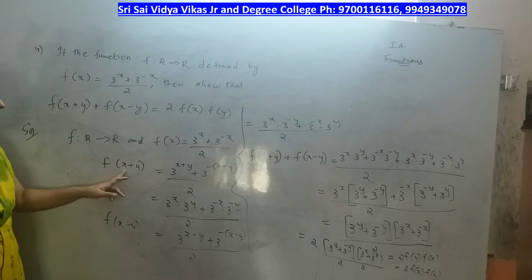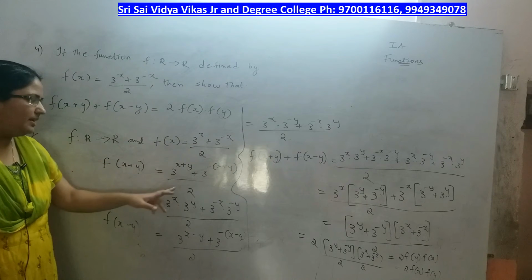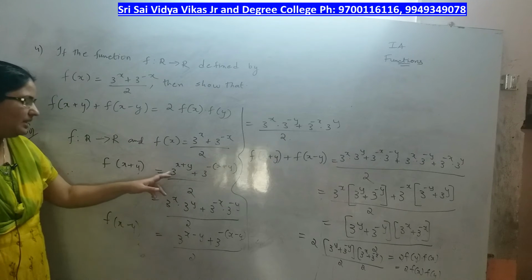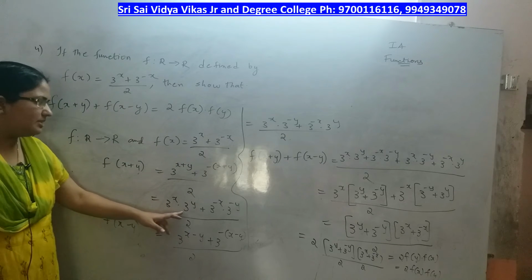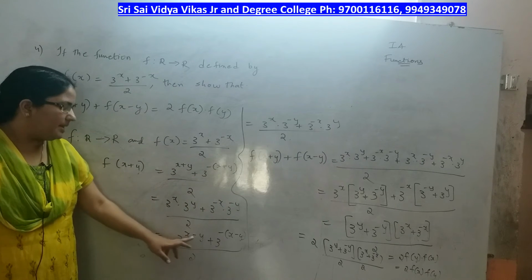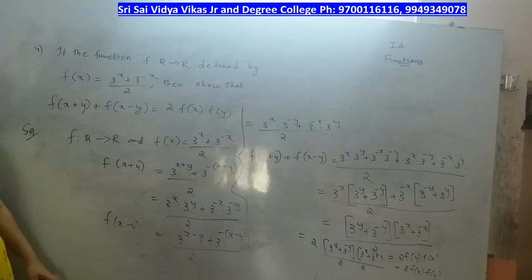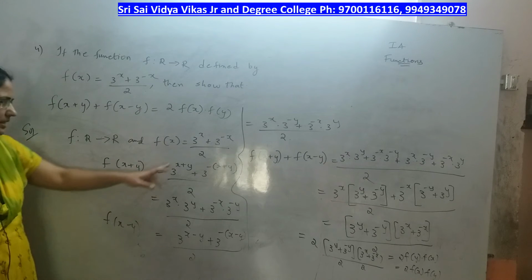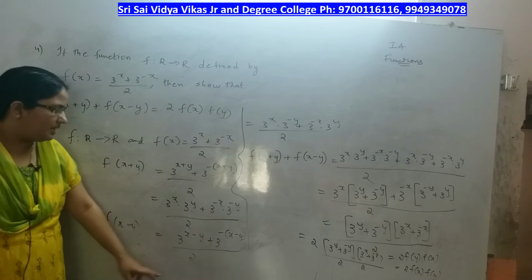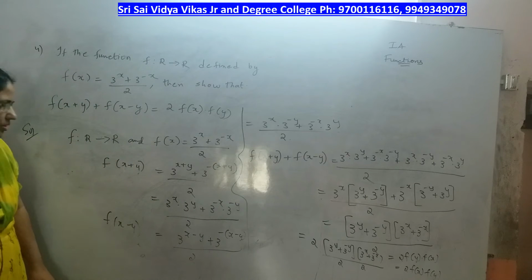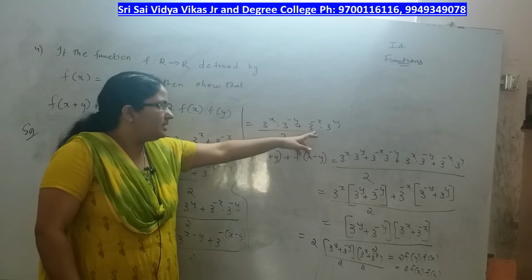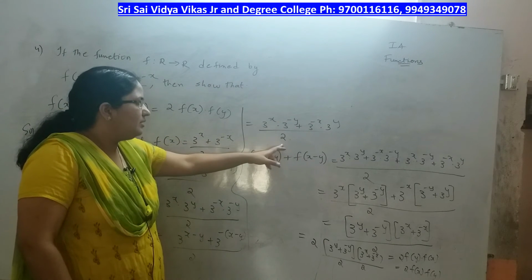f of x plus y will be, wherever you have x, put x plus y. 3 power x plus y plus 3 power minus of x plus y by 2. This can be split as 3 power x into 3 power y, and this can be split as 3 power minus x into 3 power minus y by 2. f of x minus y will be 3 power x minus y plus 3 power minus of x minus y by 2. So you can split this as 3 power x into 3 power minus y plus 3 power minus x into 3 power y by 2.